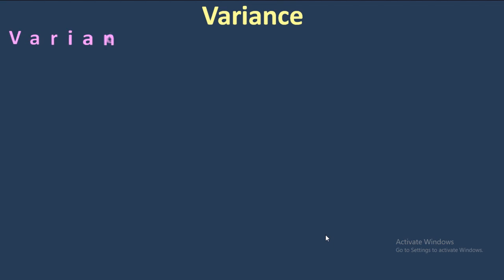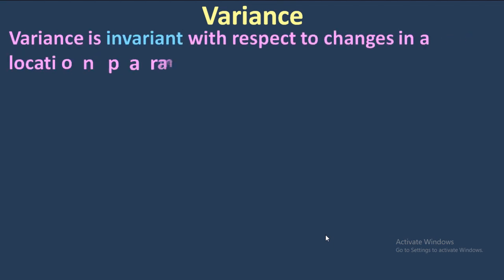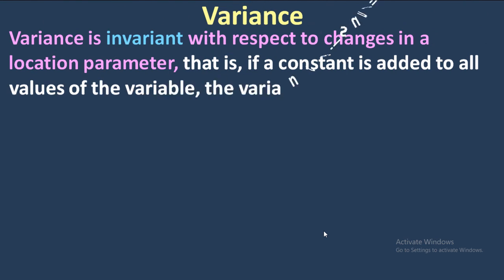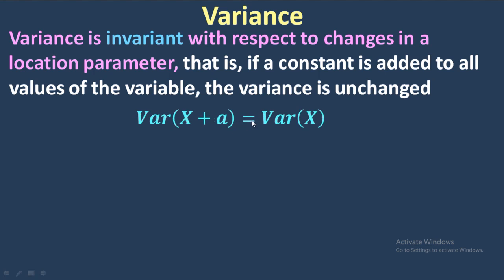Now let us see. Variance is invariant with respect to change in a location parameter. That is, if a constant is added to all the values of the variable, the variance will be unchanged. Please remember, the variance will be unchanged. That means variance of x plus a is equal to variance of x. So variance is invariant with respect to changes in the location parameters.